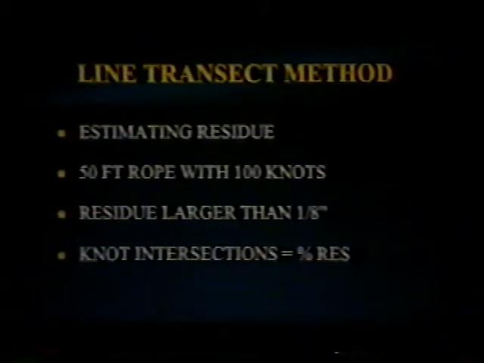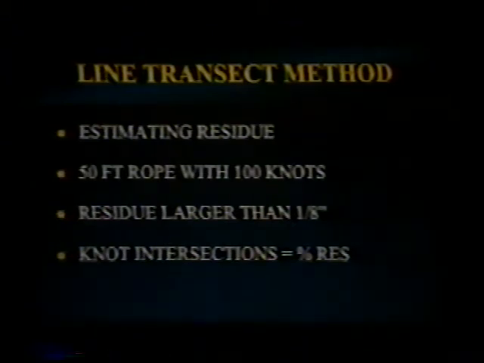The only thing you need to know on this is that the residue needs to be larger than 1/8 of an inch, and you just count the number of knot intersections. If there are 100 knots in a rope and 47 of them intersect a piece of residue larger than 1/8 inch, what percent residue cover do you have? 47.